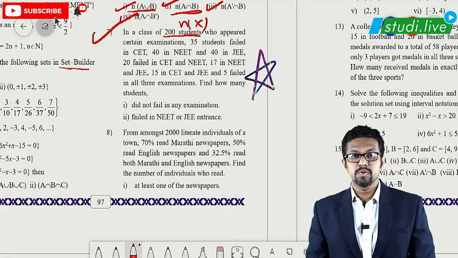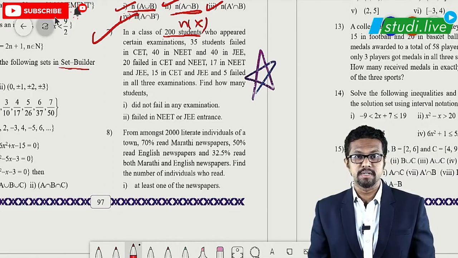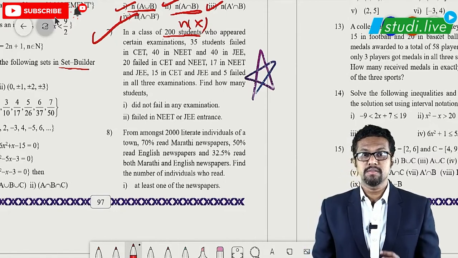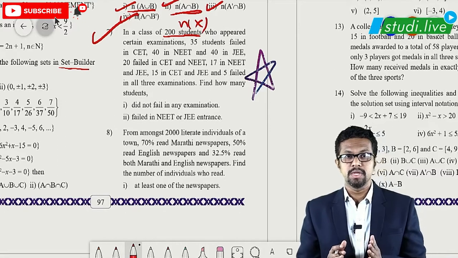So from a class of 200 students who appeared for certain examinations, 35 students have failed in the CET, 40 students have failed in the NEET, and 40 in JEE. So you can see there are 3 sets in this. So the formula that we will be using is A union B union C.